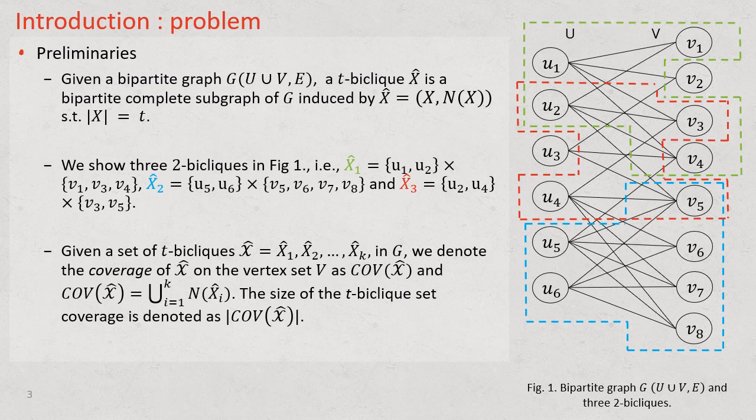We further define a t-Biclique set coverage, where we firstly select a set of t-Bicliques with threshold on the U side denoted with x in Latin along with a circumflex, and define the corresponding coverage on the vertex set V as the union of all the neighbors of the consisting t-Bicliques. Then the size of t-Biclique set coverage is defined as the number of vertices in the coverage of this set of t-Bicliques.